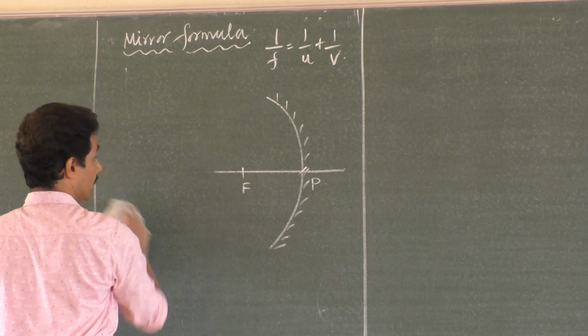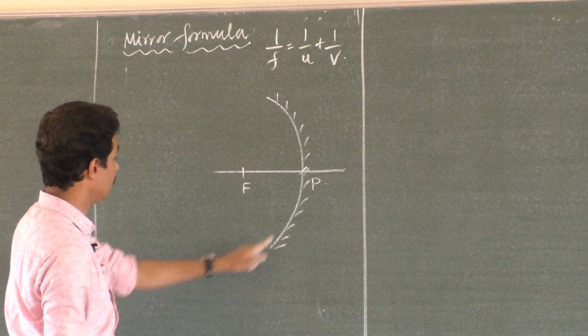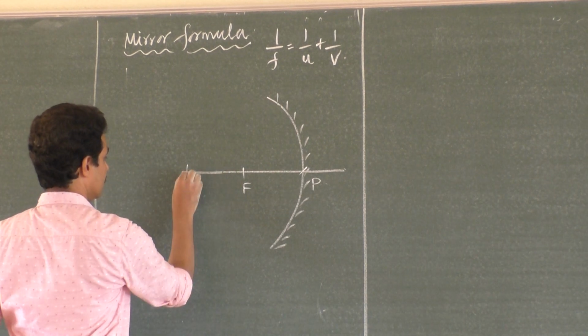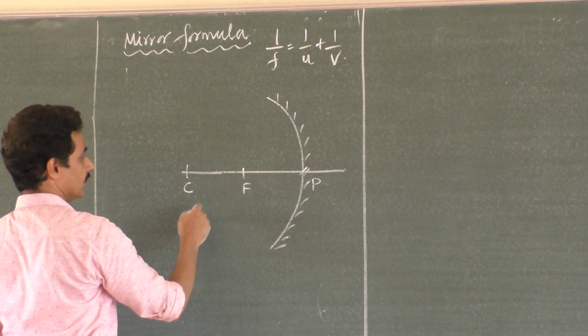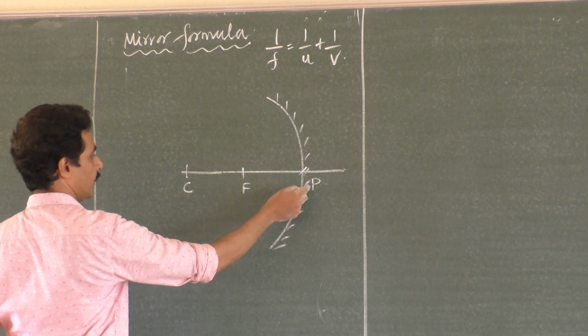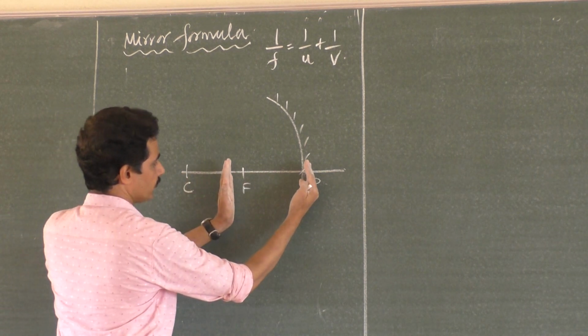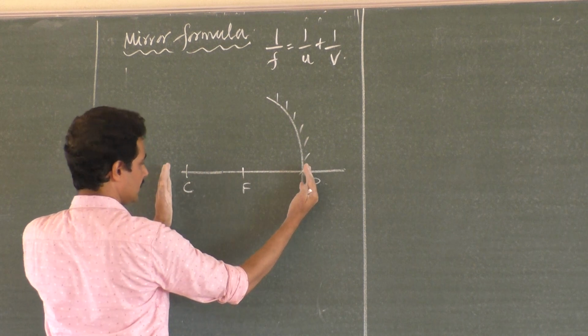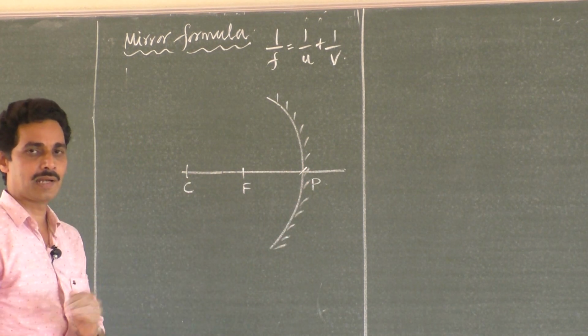And this is a part of a sphere, and that sphere will have a center, C. And you know that this focus is in the middle of the center and the pole, because the distance from pole to focus is called focal length, which is half of the distance from pole to center, what you call the radius.